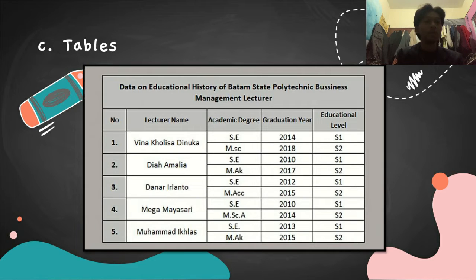M.Acc., graduation year 2015, education level S2. And number 4, Mega Mayasari, who has two academic degrees, first S.E., graduation year 2010, education level S1, and second M.Sc.A., graduation year 2014, education level S2. And the last, Muhammad Ikhlas, academic degree, the first S.E., graduation year 2013, education level S1, and then the second M.A.K., graduation year 2015, and education level S2. So this is from the table.